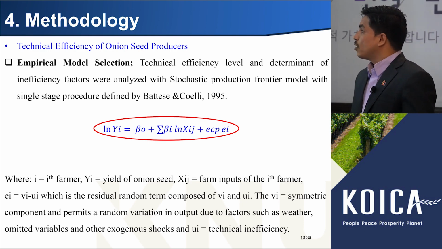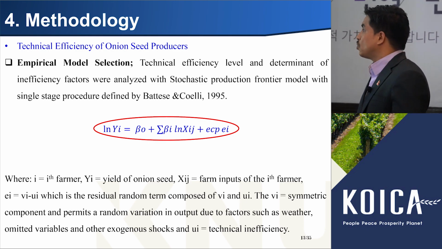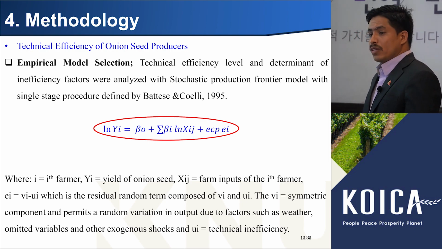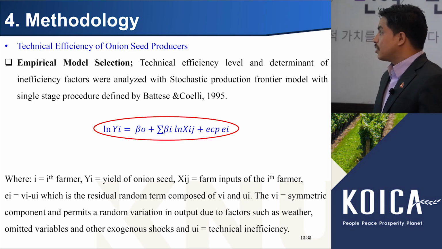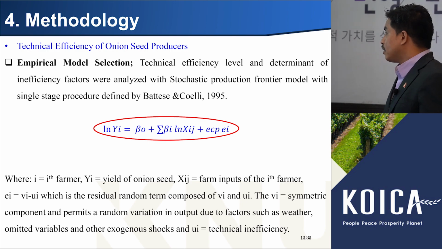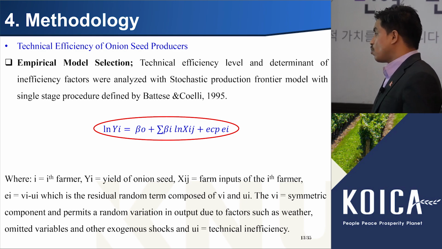This is my empirical model selection. The technical efficiency and determinants of inefficiency factors were analyzed through the stochastic production frontier model with a single stage procedure defined by Battese and Coelli model. Here we can see the yield of onion and the input variables, and the composite of the VI and UI. The VI means the systematic component and permits random variation in output due to factors such as weather, omitted variables and other exogenous shocks. And the other factor, UI, is technical inefficiency, while VI is used for the random error.